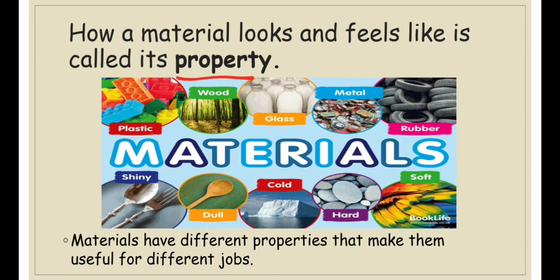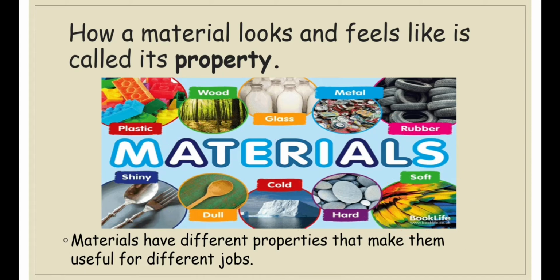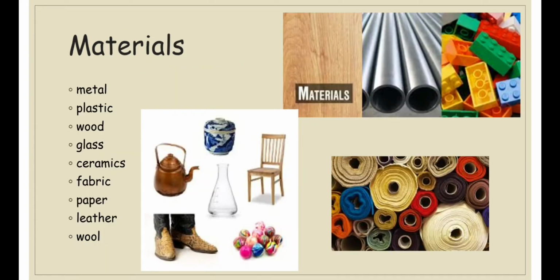Materials like plastic, wood, glass, metal, and rubber, you have seen their properties and felt their properties as well, like cold, shiny, hard, soft. We'll learn about them in detail today. Materials have different properties that make them useful for different jobs. Let's dig into it. Materials.